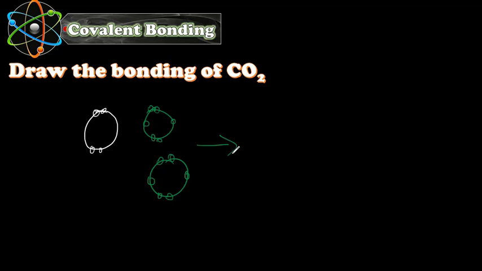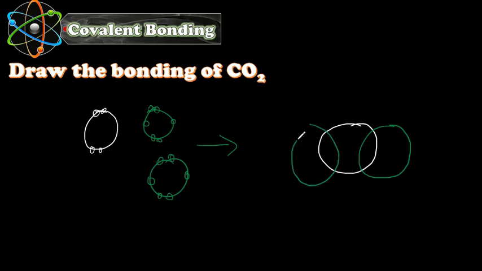So they will bond covalently. We're going to put the carbon in the middle. This is the atom of carbon. And this is 1 atom of oxygen. And this is the second atom of oxygen. This is oxygen, this is oxygen, this is carbon.